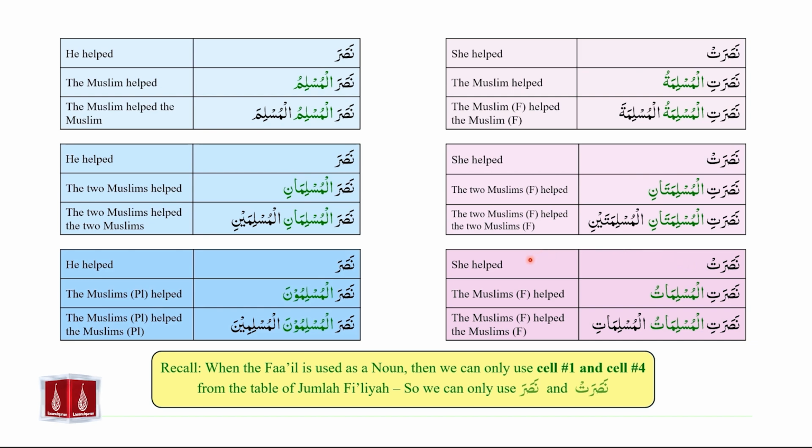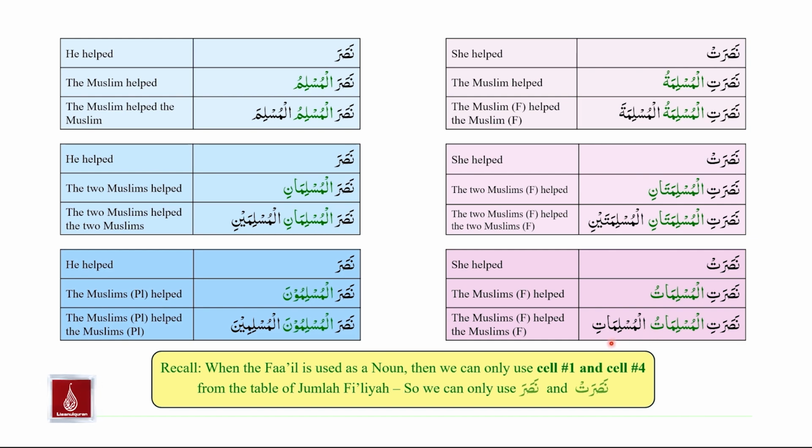Nasarat, she helped. Nasaratil Muslimatu. Please notice the atu ending sound, which is used for feminine non-broken plural, and it is also used to indicate marfu form. Al-Muslimatu in this case is fa'il. The Muslims helped. Nasaratil Muslimatul Muslimati.